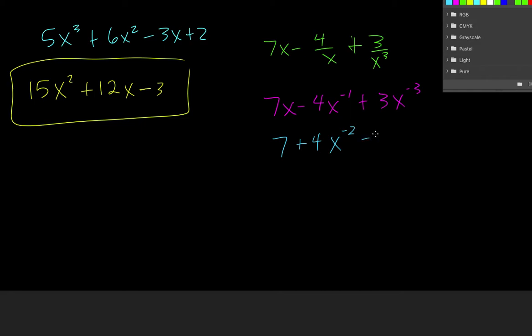Bring down the negative 3, we get negative 9. Negative 3 times 3 is negative 9. X, and then we reduce that by 1. And then we end with that. And then I'm going to just put it back in the same form as up there. So the 7 is fine, but this would be 4 over x squared minus 9 over x to the 4th.